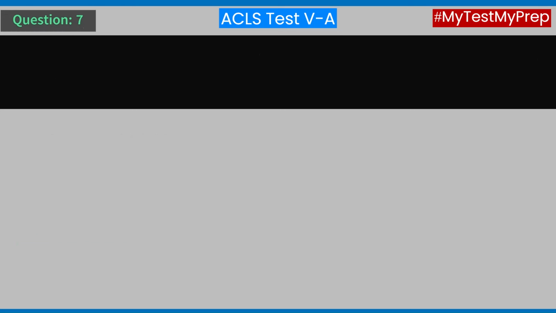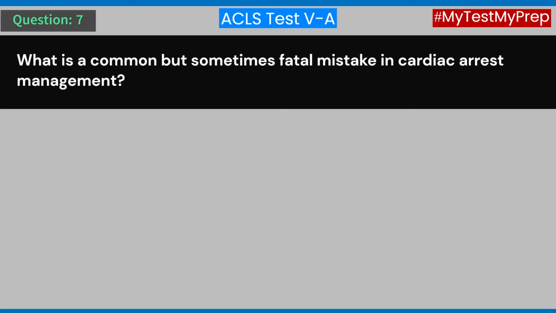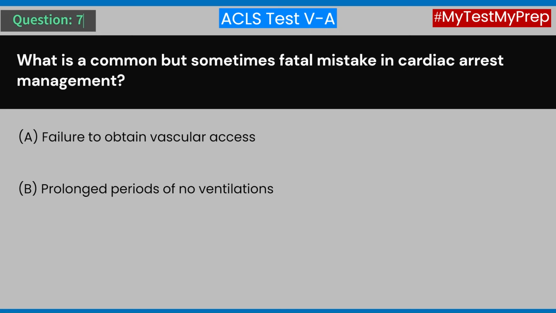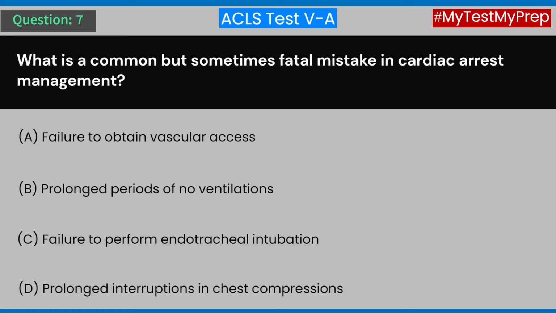Question 7. What is a common but sometimes fatal mistake in cardiac arrest management? A. Failure to obtain vascular access. B. Prolonged periods of no ventilations. C. Failure to perform endotracheal intubation. D. Prolonged interruptions in chest compressions. Answer: D. Prolonged interruptions in chest compressions.